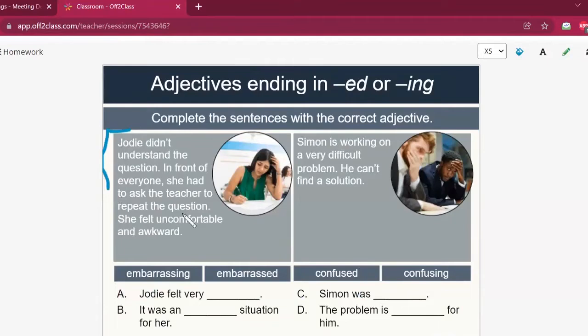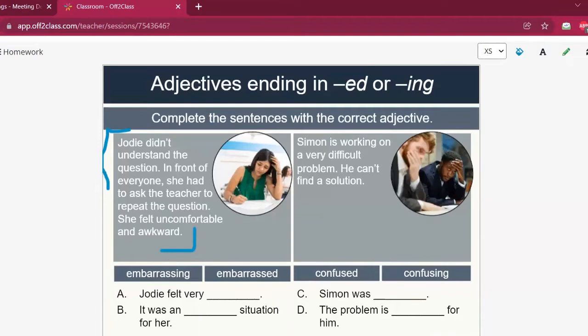Judy didn't understand the questions in front of everyone. She had to ask the teacher to repeat the question. She is uncomfortable and awkward. Uncomfortable. We write the O-R, but you do not say it. Okay? Uncomfortable and awkward. The O-R is not pronounced in awkward. We say uncomfortable. You will know much better. Okay, now here, uncomfortable and awkward.